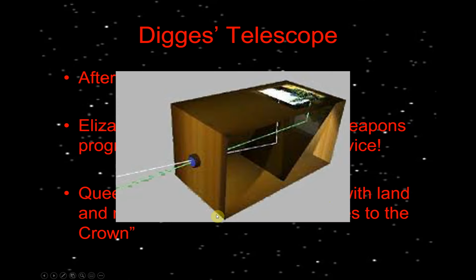This would have been a rather large device and would have been very difficult to use aboard a ship, whereas a modern telescope used aboard ship would have been essentially a tube with two lenses in it, which would have been much more portable and much easier to employ.